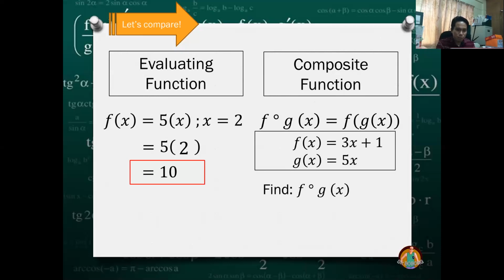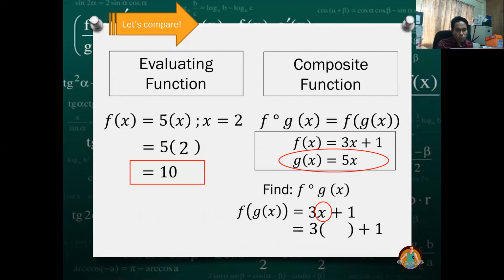So let's say for example, find f circle g of x. Okay, so f of g of x is equal to, we'll make use f of x as our base function. So we'll have 3x plus 1. So ibig sabihin, yung x ng ating f of x ay papalitan ng ano? Papalitan natin siya ng g of x na ating composite function. Okay? We will make g of x as a composition of our f of x. So yung x papalitan ng 5x. Okay? Again, yung f of x natin ay papalitan ng kanyang x ng ating g of x.